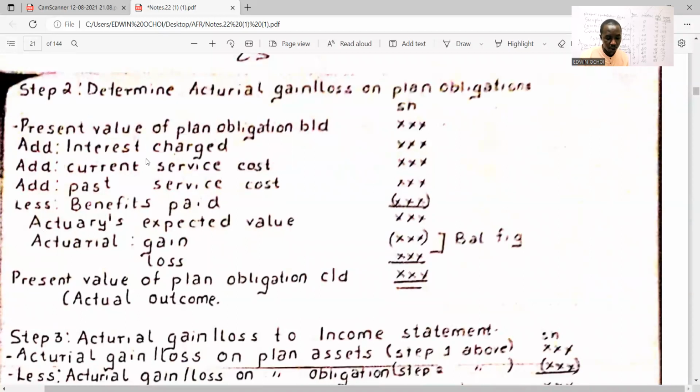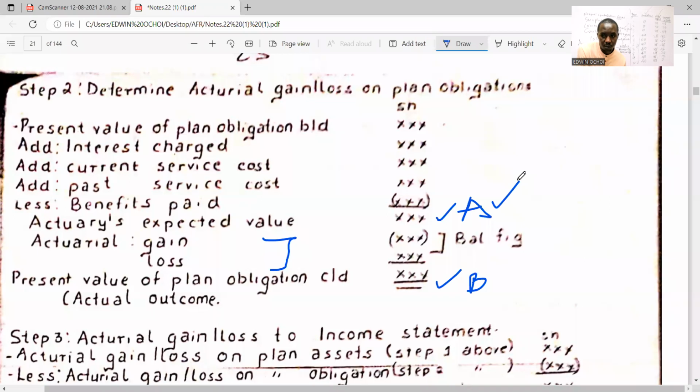Present value of plan obligations, plus interest charged, current service cost, past service cost, and you deduct benefits paid. So again, you get this. Also, this one would be given, which is the actual outcome, the present value of plan obligation, balance carried down. Now what you need to determine is the gain or loss. Remember, this is an obligation. Let me say this is A, this is B. If B is more than what you expected, because this is the actual outcome, if the obligation B is more than what you have computed, that is a loss.